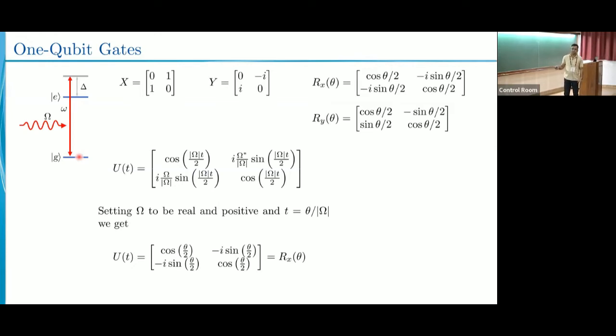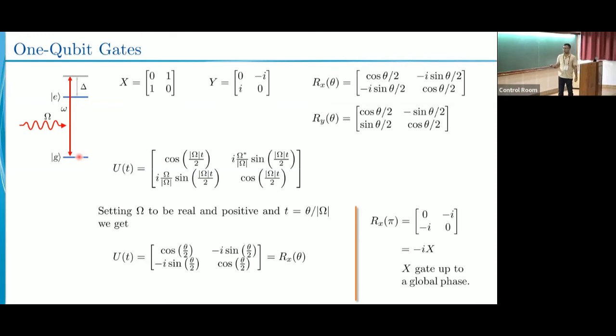Just simplify whatever we were doing in the two level atom, it automatically gives the rotation matrix, rotation with respect to the x axis. That is coming here. Now, if I substitute the value of, let us say, pi, I get this minus Ix. We don't worry about it because it's just a global phase in quantum computing. So I'm just getting, in a two level atom, how to make the X gate. This is the procedure.